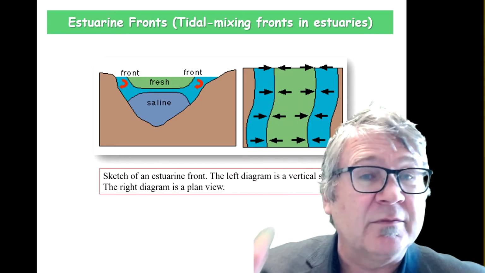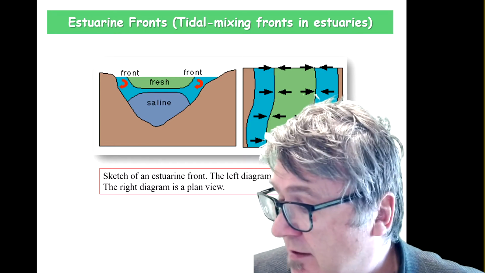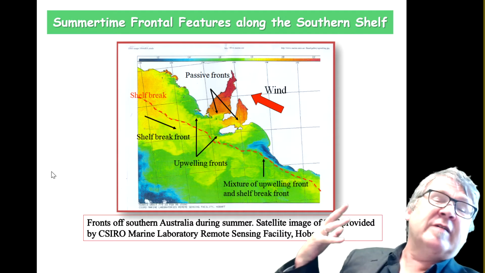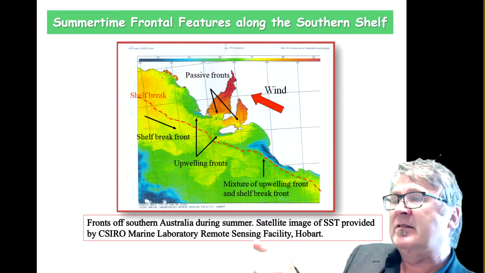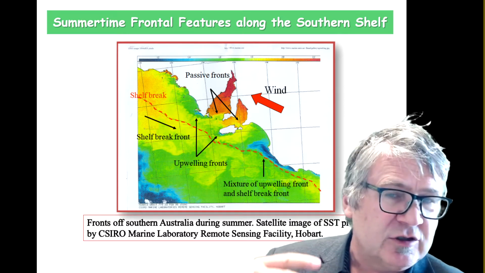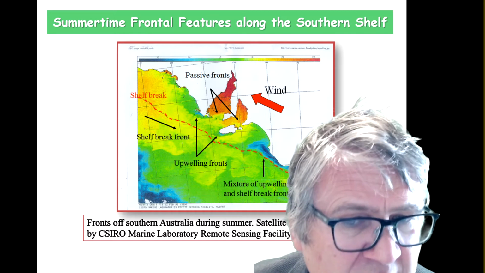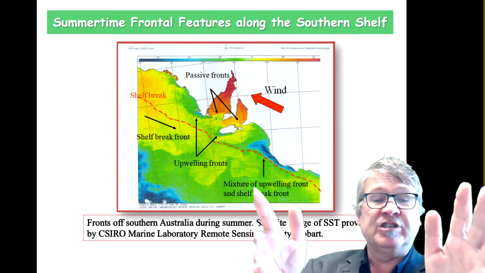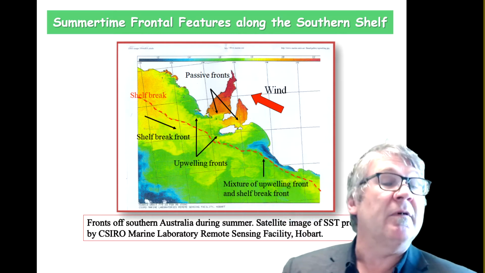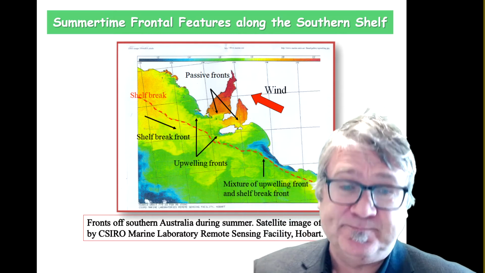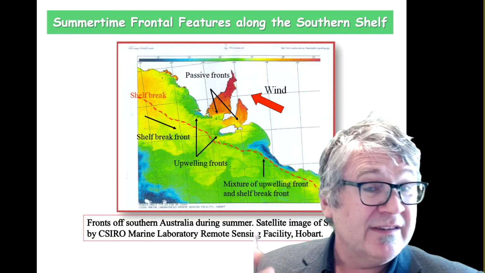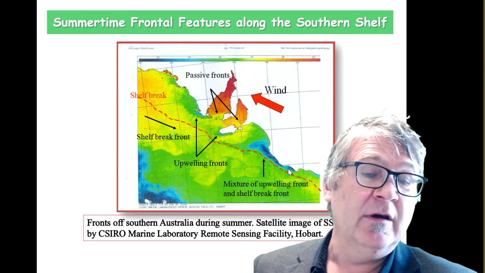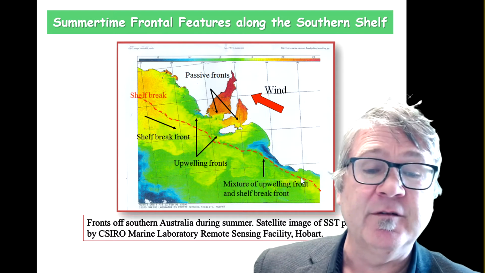So that's already it. Well, it was a monster lecture, I have to admit. But okay, so what type of fronts can we see if we look at summertime in South Australian waters, on the shelf? We actually find a number of fronts here on the southern shelf. We, for example, find upwelling fronts and shelf break fronts.